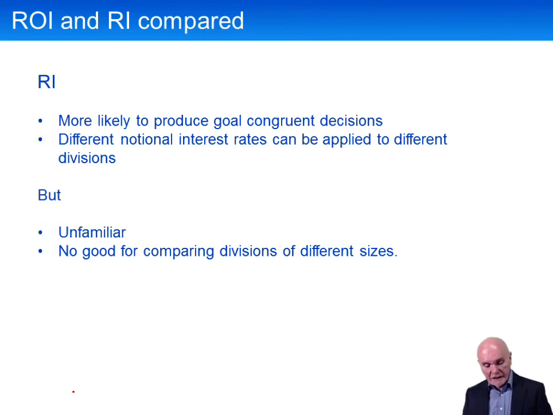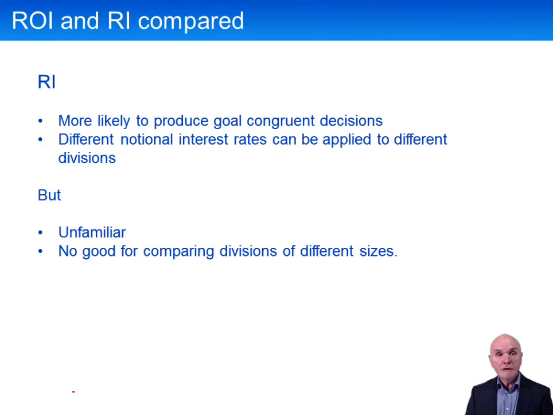For residual income, it is more likely to produce goal-congruent decisions. We are more likely to take up new projects which are worthwhile. You can apply different notional interest rates to projects with different risk. So different divisions, in fact, can be burdened with different interest rates. And you know from F9 that the higher the risk, the higher should be the return demanded by people.